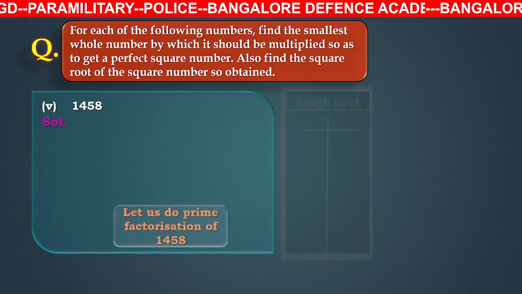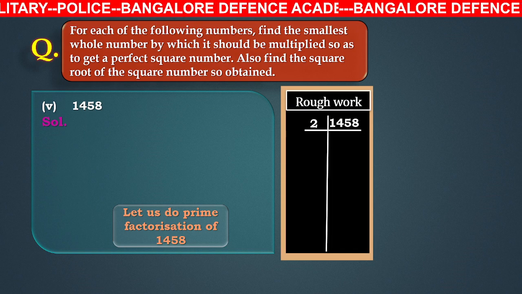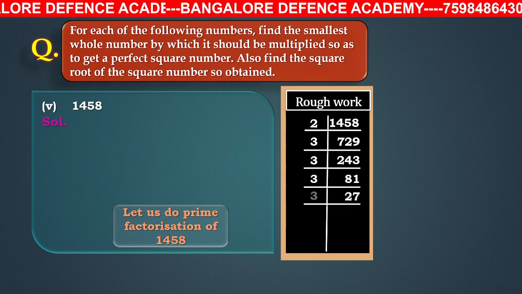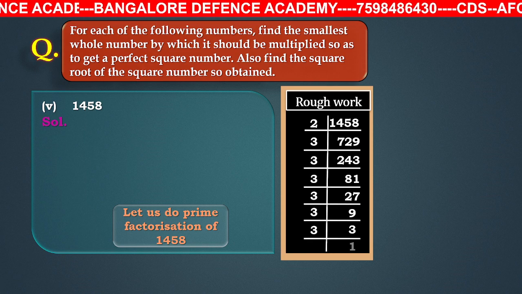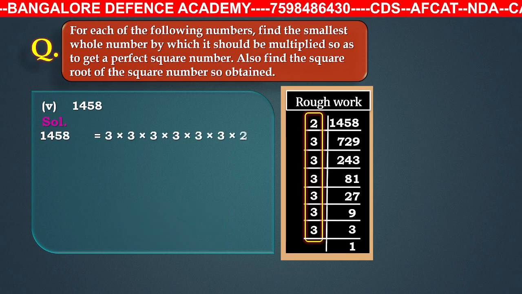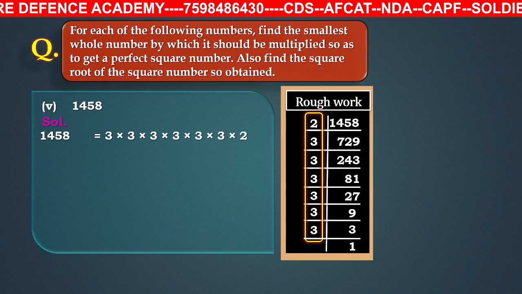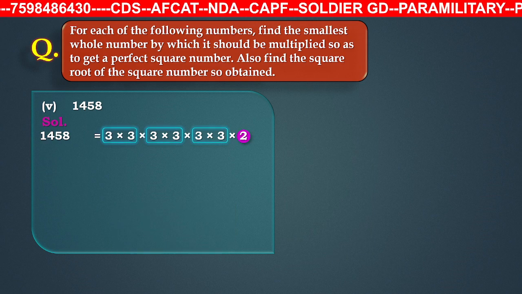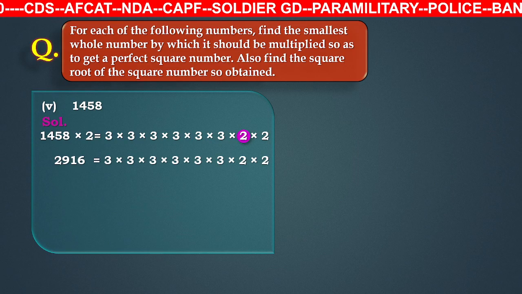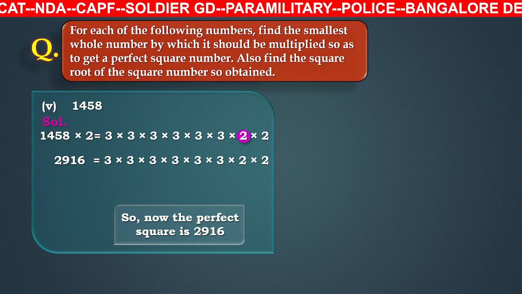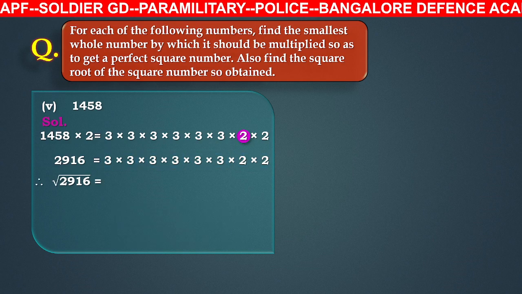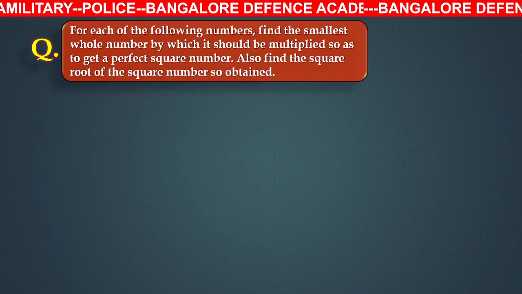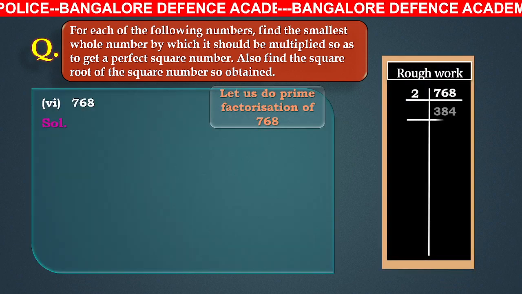Okay, next 1458. This you can do by yourself. It's easy. You can pause the video and keep trying by yourself. So if I take the factors of all these numbers, I get these numbers, and I can easily find out that one number, 2, has no pair. So I'll multiply 2 with the original number here, and finally I get 2916. And if I want to find the square root of 2916, once again I take it as pairs. So 3, 3, 3 and 2. So that is 54. So this is how you are going to solve these questions.